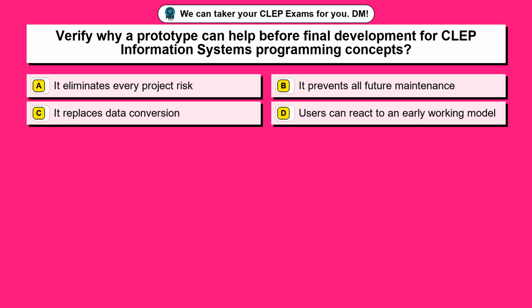Option A. It eliminates every project risk. Option B. It prevents all future maintenance. Option C. It replaces data conversion. Option D. Users can react to an early working model.